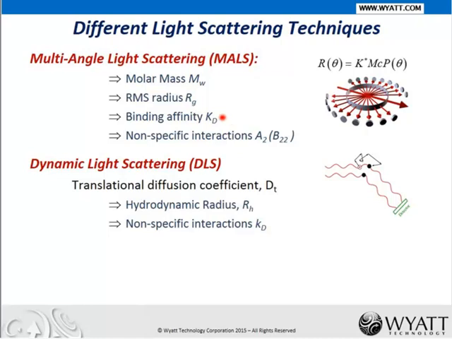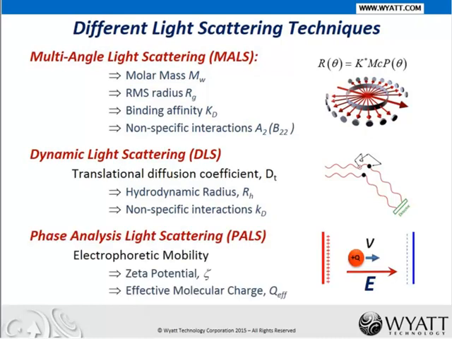The KD from MALS is for the interaction between molecules. And the kD from dynamic light scattering can be used together with A2 to predict the stability of the protein solution. I will have an example to present later in the webinar.